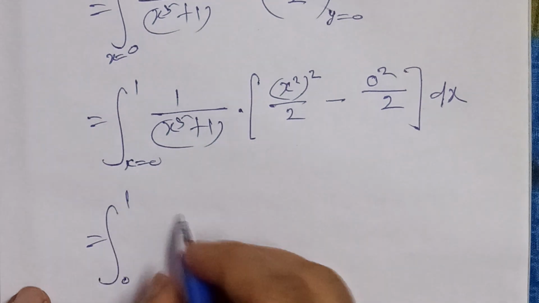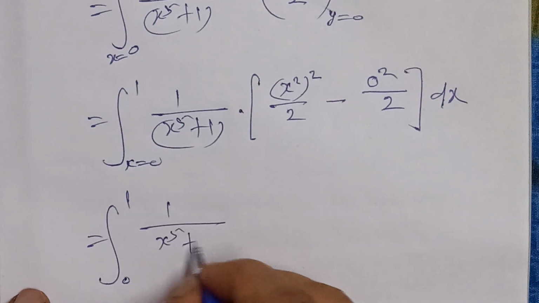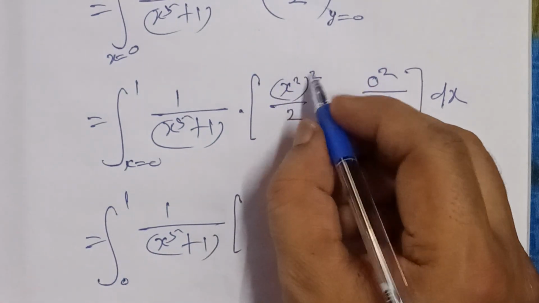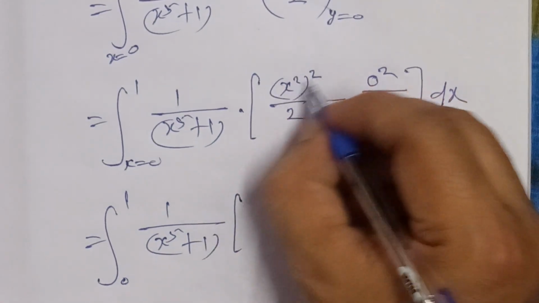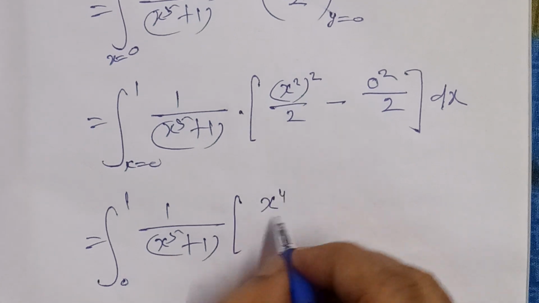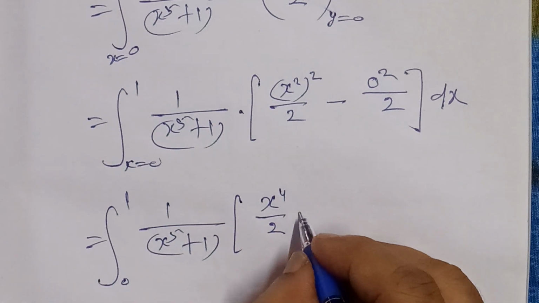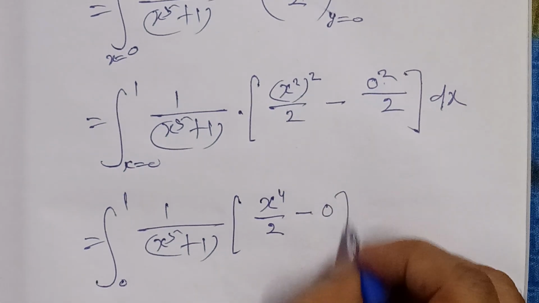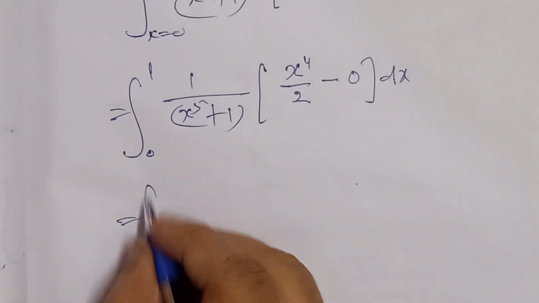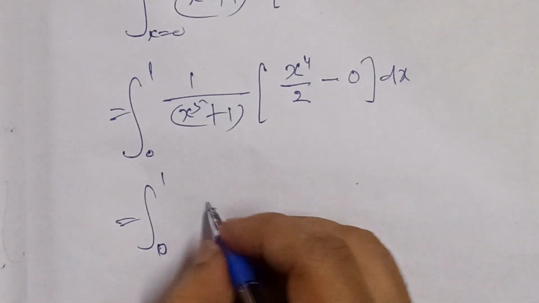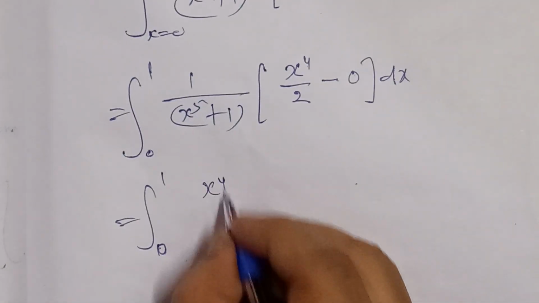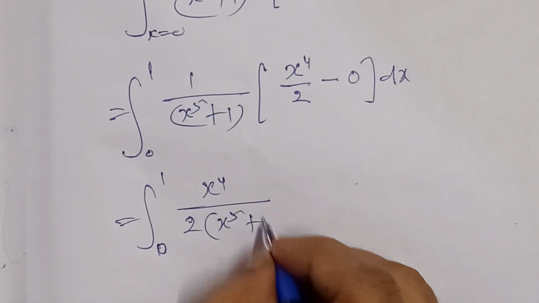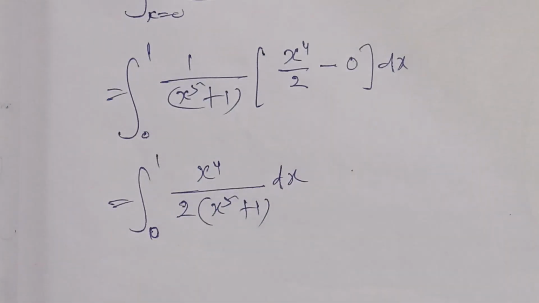Integral from 0 to 1 of 1 upon x to the power 5 plus 1. On opening this bracket and multiplying, we get x to the power 4 upon 2 minus 0 upon 2, which is 0. We have to integrate only this value: integral from 0 to 1 of x to the power 4 upon 2 times x to the power 5 plus 1 dx.